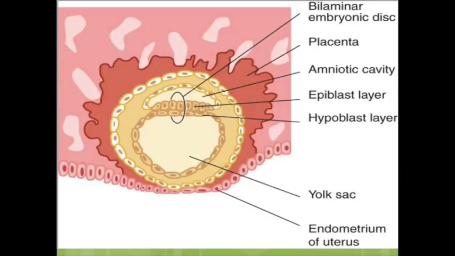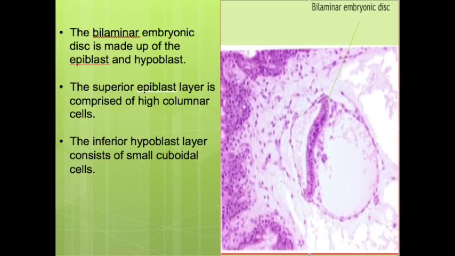As we can see, this constitutes a 3-dimensional, somewhat flattened circular plate of cells. The bilaminar embryonic disc is sandwiched in between the amniotic cavity and the yolk sac, which gives the nutrients to that bilaminar embryonic disc.